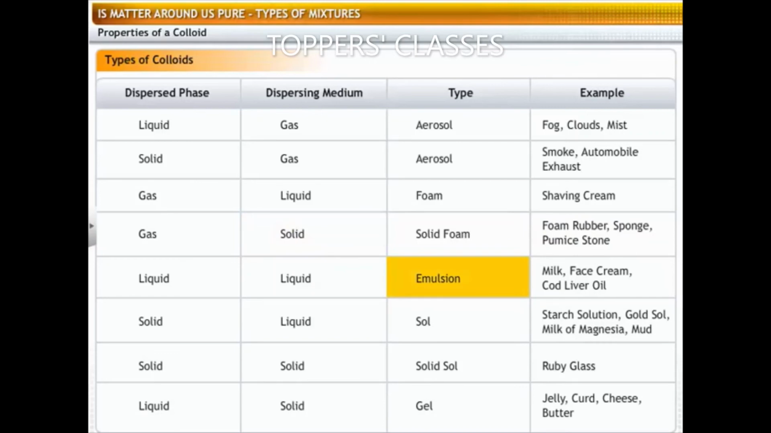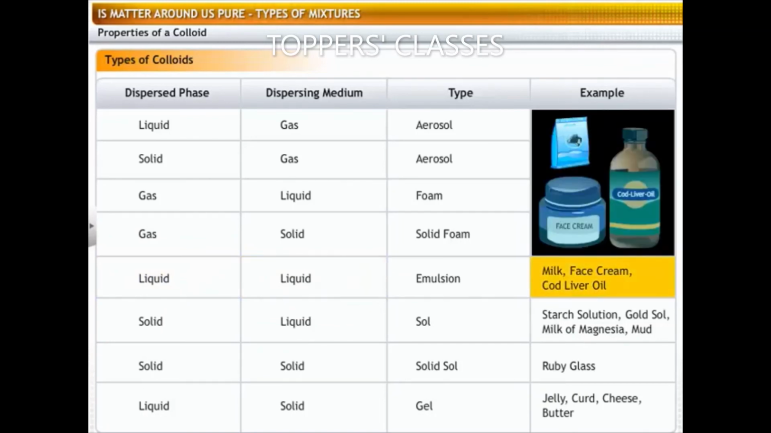An emulsion is a colloidal system in which both the dispersed phase and the dispersing medium are liquids. The liquid, which is the dispersed phase, is not miscible with the liquid that is the dispersing medium. Milk is an emulsion in which the dispersed phase is liquid fat and the dispersing medium is water. Face cream and cod liver oil are other examples of emulsions.